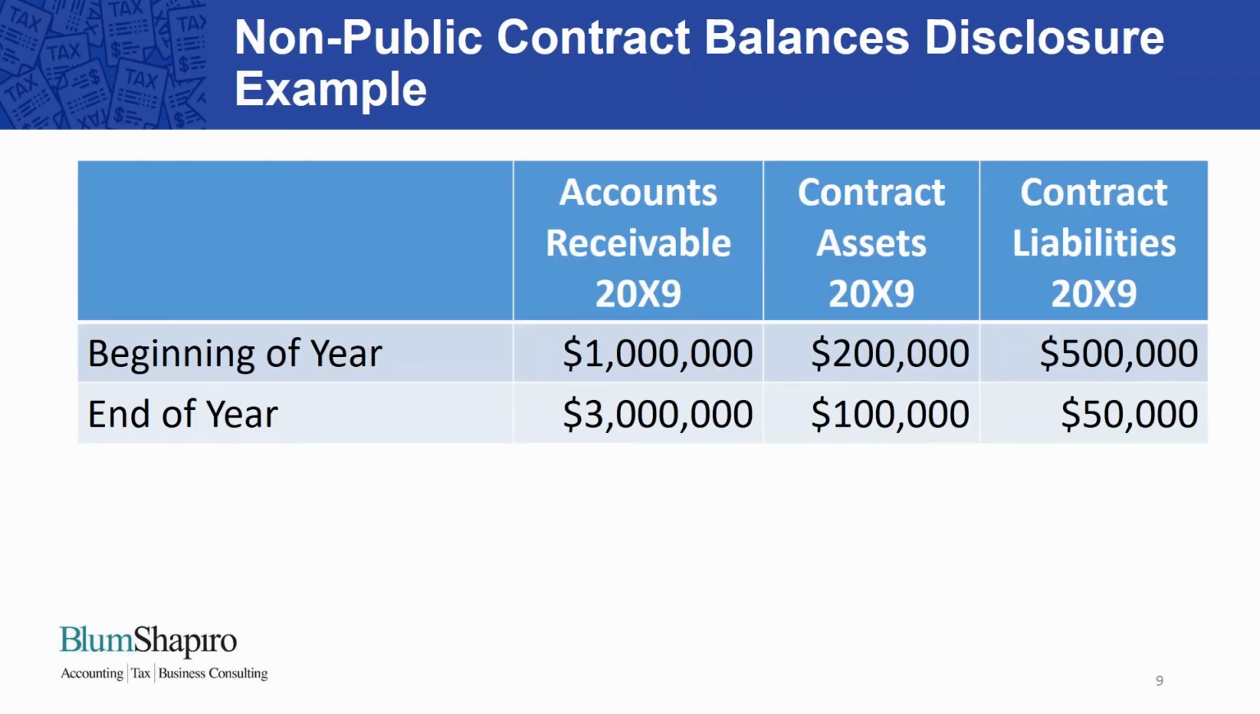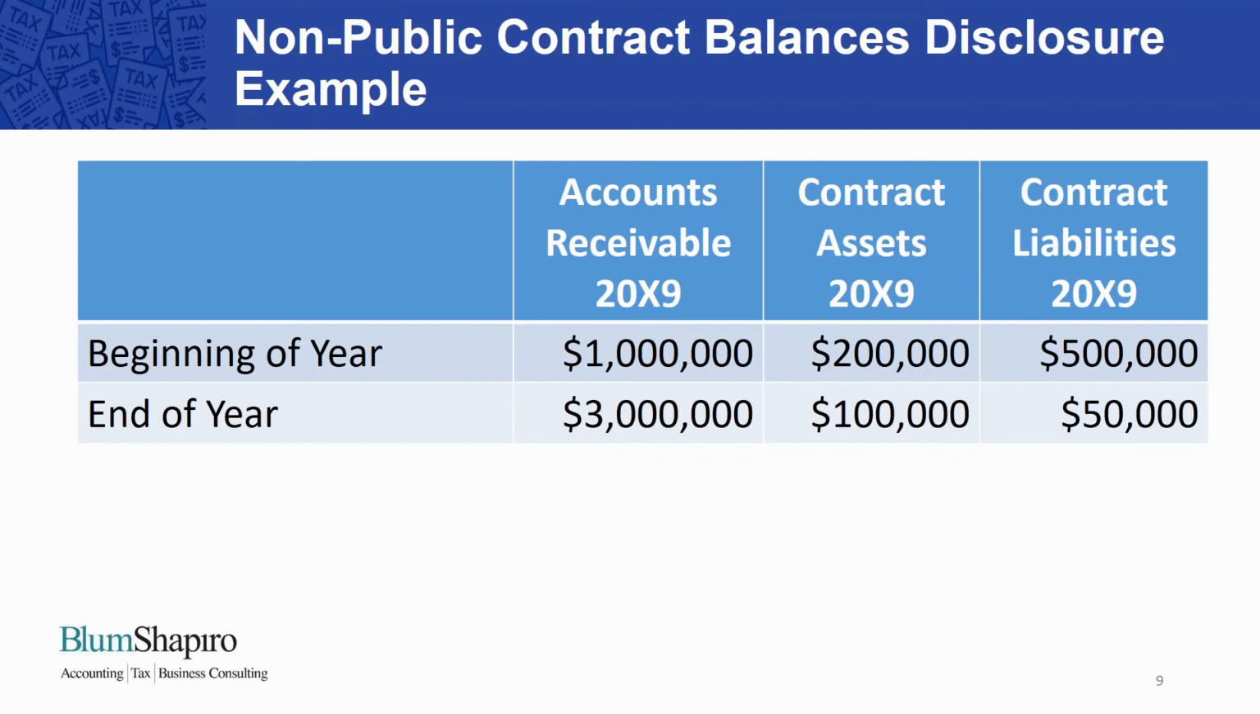As you can see, this is a very simple disclosure. For the most part, this information may be included elsewhere in the set of financial statements, but here's a simple breakout where we show the beginning balance of an accounts receivable account, the contract asset account, and the contract liability account. Then you show the corresponding ending balance. So this is a very straightforward example.